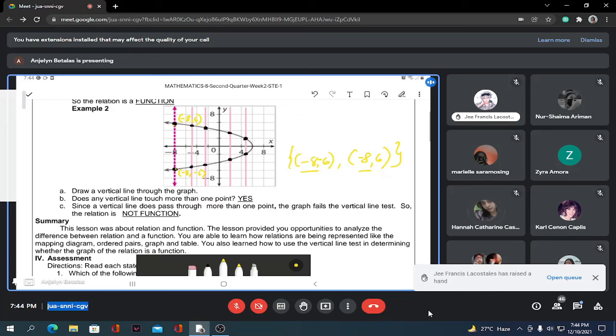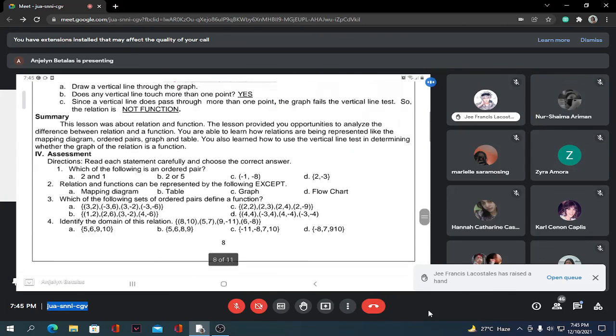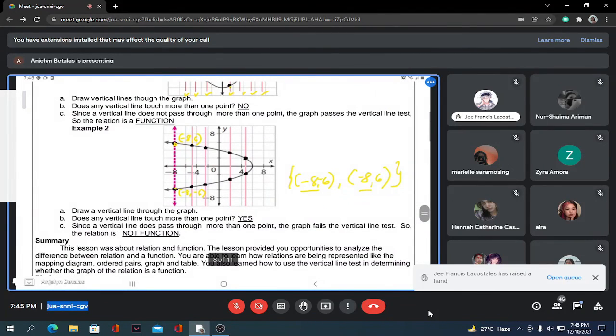Yes. So, that is why, kung kaduha siya maka-intersect og duha ka points, duha na two repetitive input or two repetitive x. That is why this cannot be a function. Mao na ang use of sa vertical line test. Nasabdan? Okay, sige.